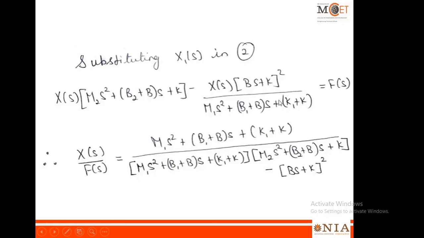We have done nothing more than taking X of s common and forming X of s by F of s. That is the output of node 2. Here the output was taken as the displacement of the second node. So the output variable is X of s and the input is f of t, which in the Laplace domain is F of s. So output by input gives you the transfer function.